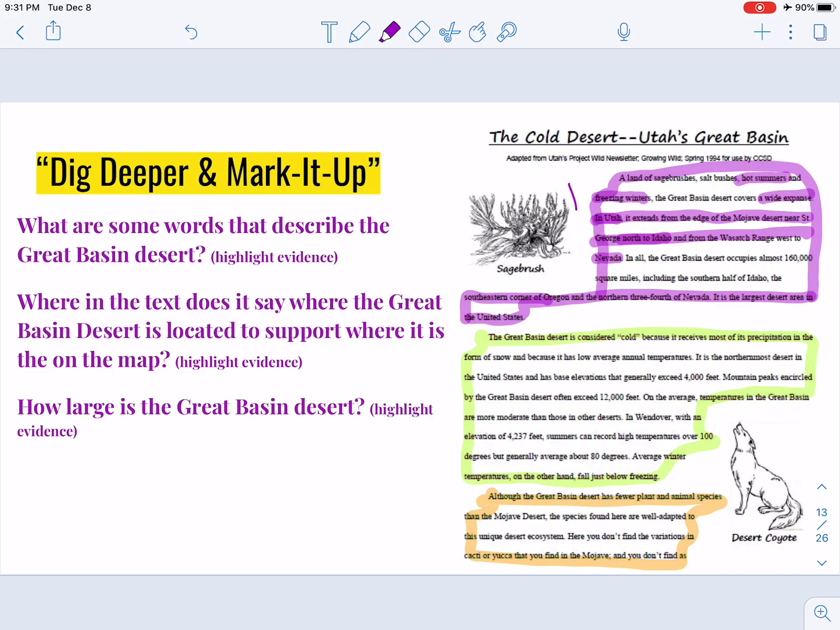And our final question on this slide is, how large is the Great Basin Desert? What did they tell us? How large is it? Find that in your paragraph and then be ready. It says, in all, the Great Basin Desert occupies almost 160,000 square miles. Oh my goodness, that is crazy.